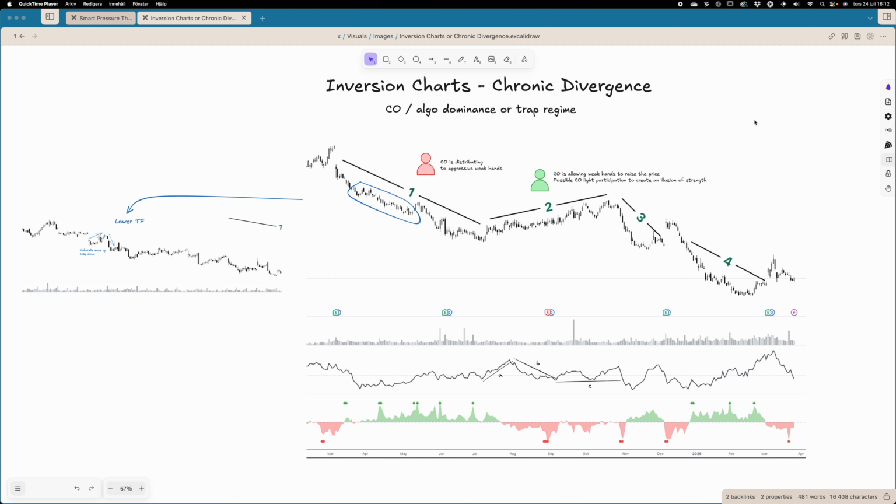I want to introduce you to a concept that I call inversion charts. An inversion chart is characterized by chronic divergence. If you look at this chart here, you can see that we have a leg down, and this goes on for quite a long time. It starts in March, April, May, June, and to the middle of July it keeps going.